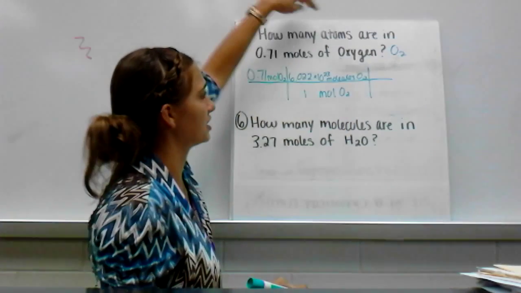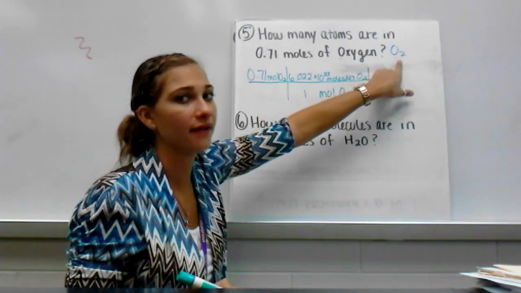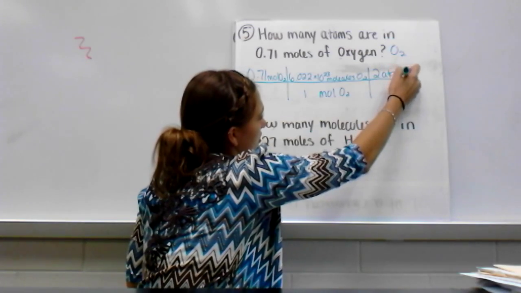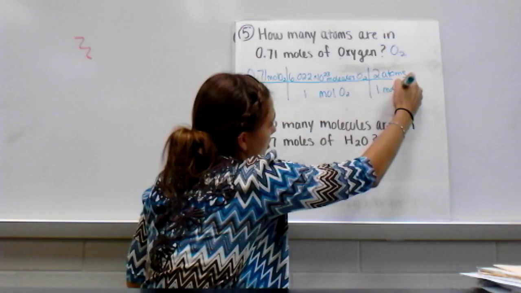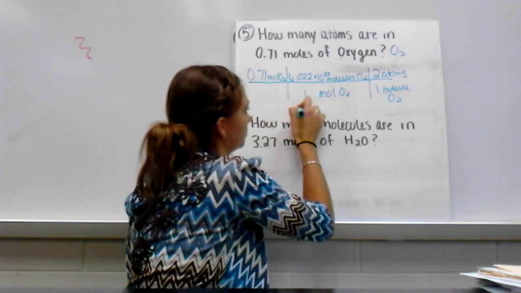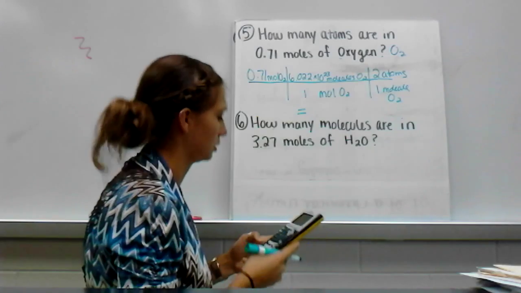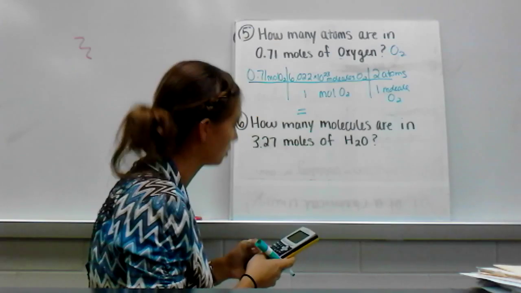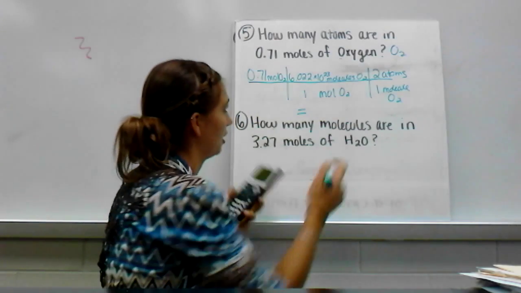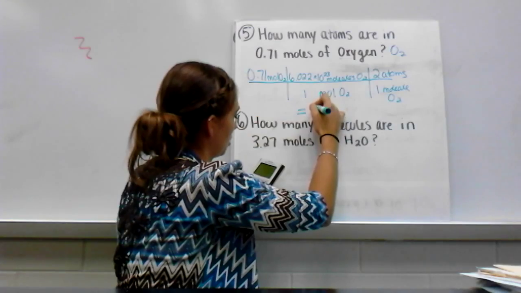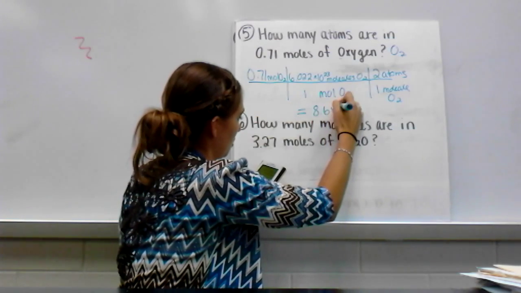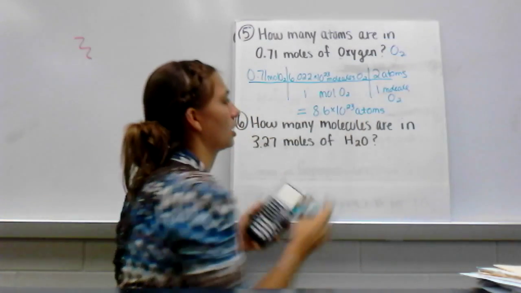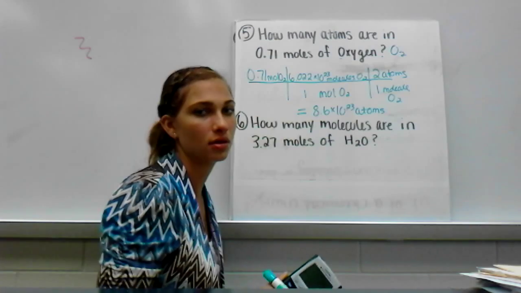All right, now I'm asked for atoms. Here, I see that I have 2 oxygen. So I'm going to multiply it by 2 atoms for every 1 molecule of O2. Now I'm just going to multiply across. And I'm going to get 8.6 times 10 to the 23rd atoms.